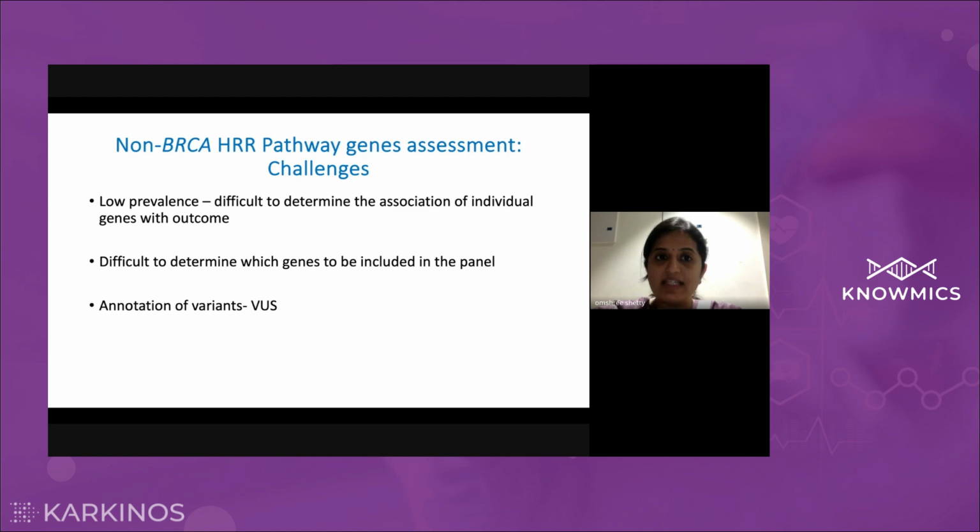So how do we assess these non-BRCA HRR pathway genes? These are actually low prevalence, and it's difficult to determine the association of individual genes with the outcome. So even when we are testing HRD, sometimes we get these genes, and we really do not know whether to call them. If mutations are present only in those genes, we would mention that there is an alteration present in the HRR pathway genes, but that wouldn't account for it being an HRD positive case. Because of the low prevalence, I guess the more testing we do, the more we will be able to come out with it. It is also difficult to determine which genes to include in the panel. And most of the time we end up annotating them as variants of unknown significance. Next, please.